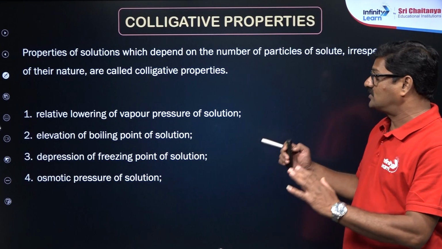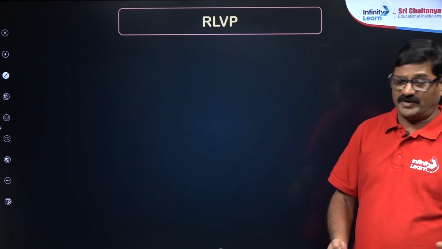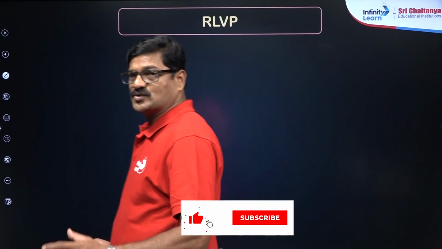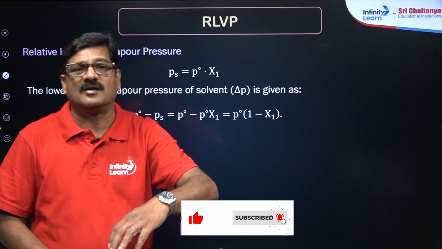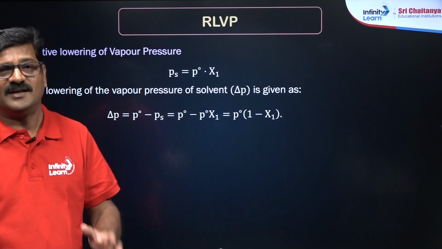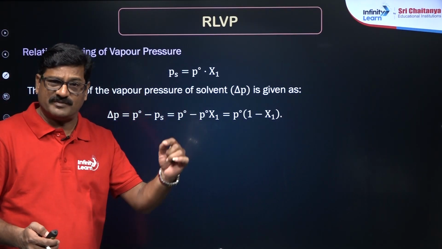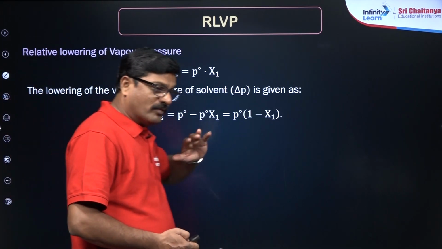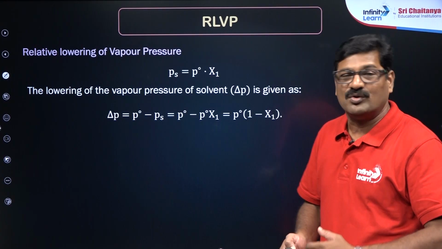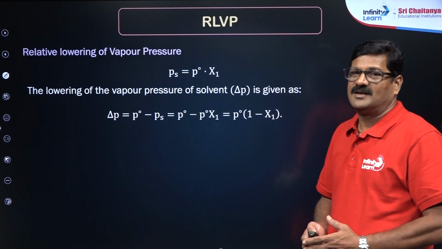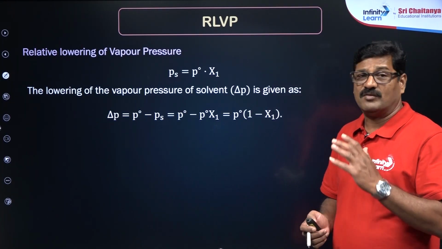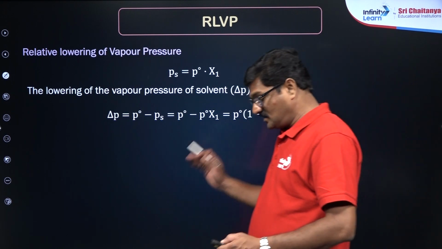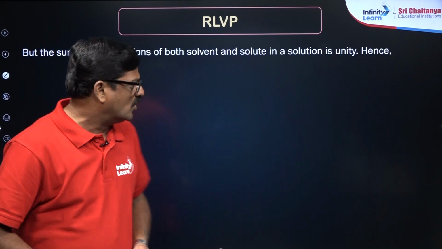So let us talk about RLVP, relative lowering of vapor pressure. When a non-volatile solute is added, the solution vapor pressure is going to be decreased. That is what you call vapor pressure lowering with respect to the solvent, called relative lowering of vapor pressure, and this is equal to the mole fraction.